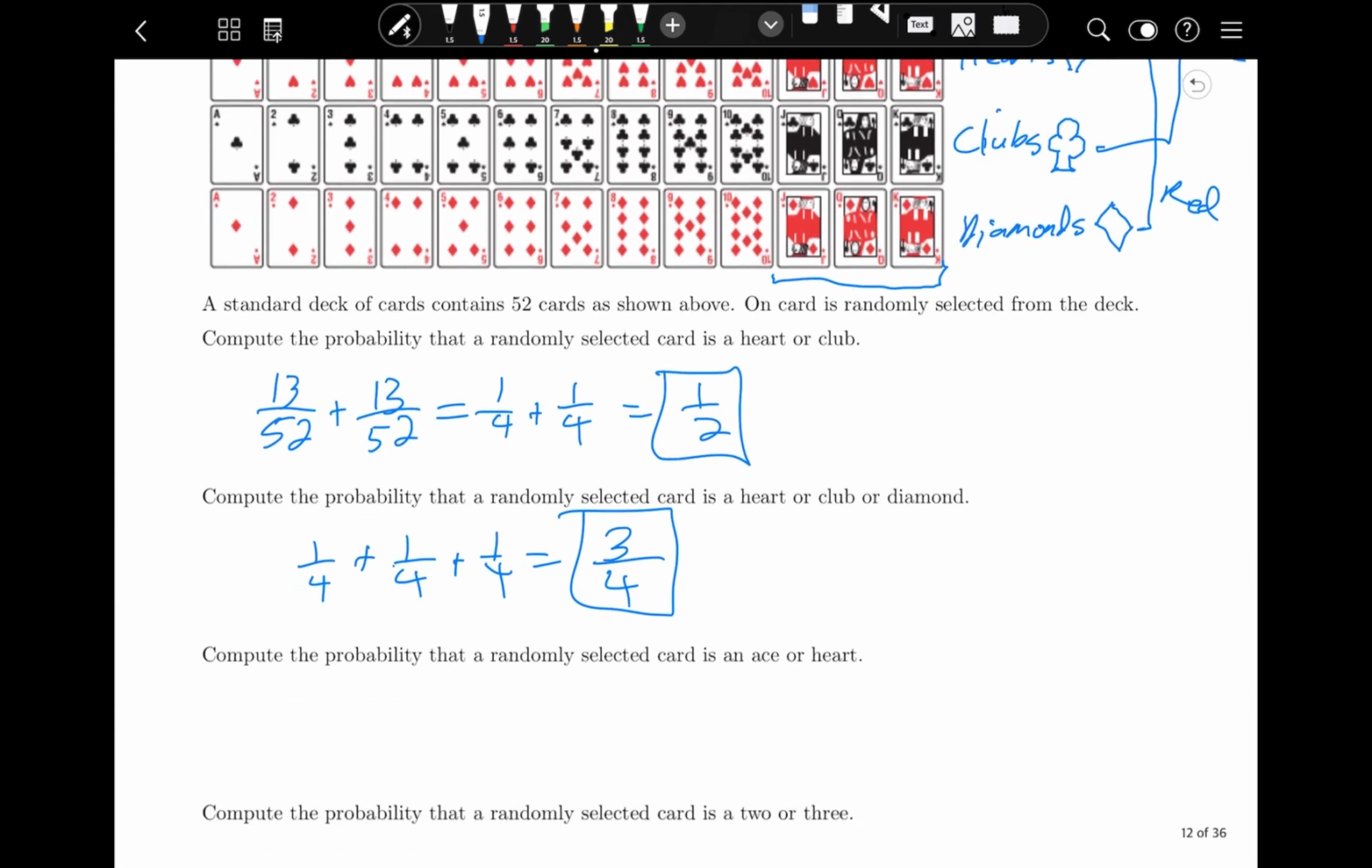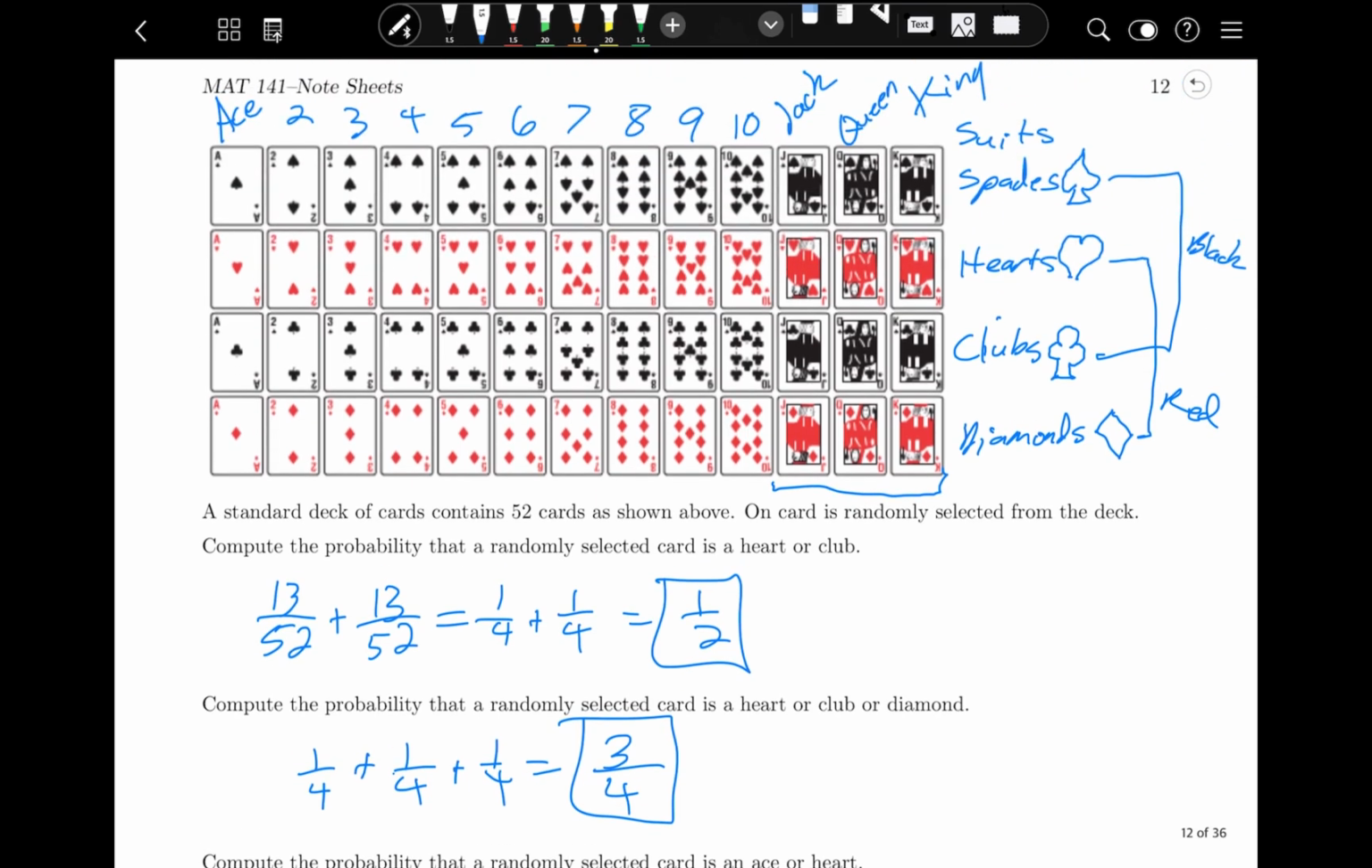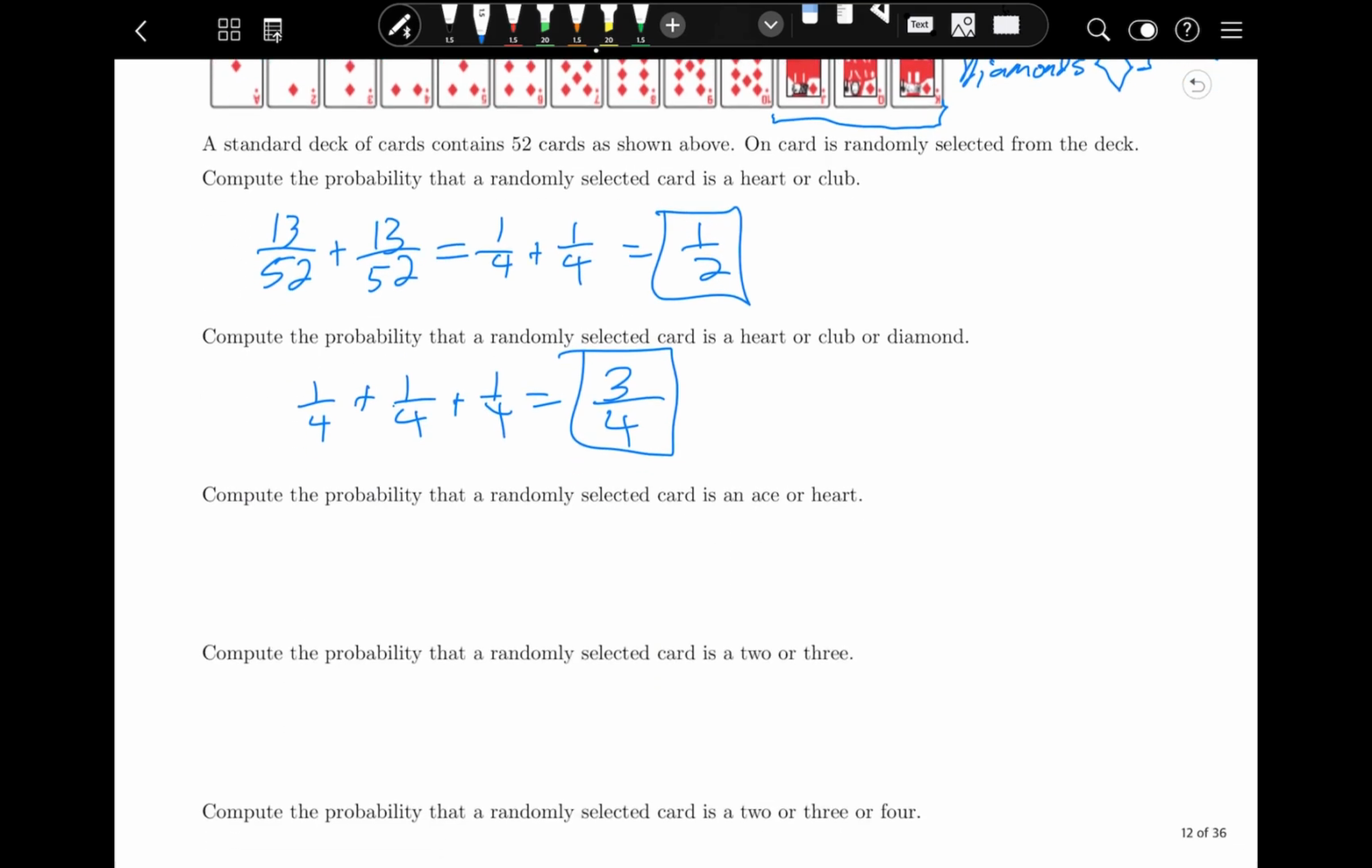Then it says, compute the probability that a randomly selected card is an ace or a heart. The problem here is these are not mutually exclusive because there is a card that is both an ace and a heart, the ace of hearts. So we can do the probability that an ace is selected. So that's 1 out of 13. There are 13 types of cards. Ace is one of them.